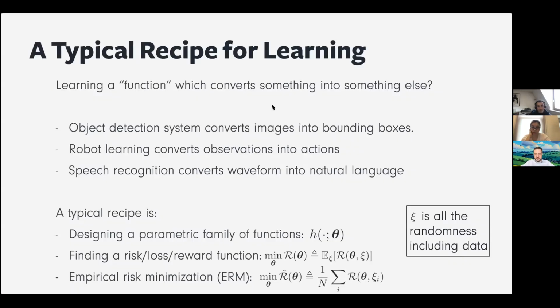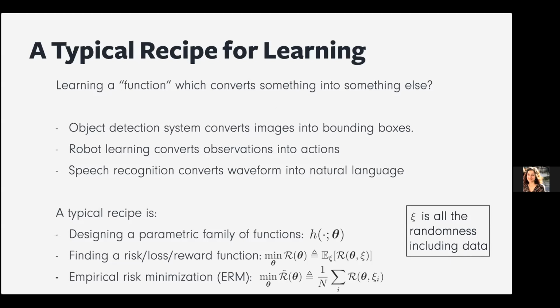So if you are doing machine learning, typically what you want to do is learn a function which converts something into something else. For example, if you want to do object detection, you want to find a function which converts an input image into a set of bounding boxes. If you are doing robot learning, you want to convert the input image into a set of actions. If you are doing speech recognition, you want to convert the input waveform into natural language.